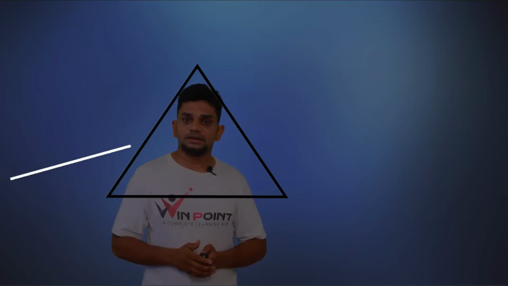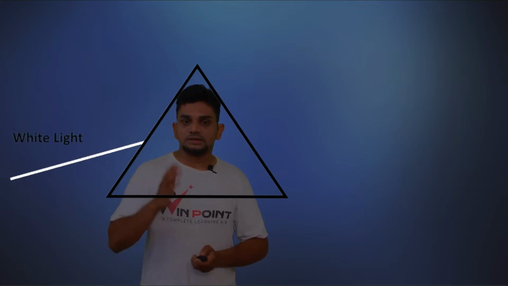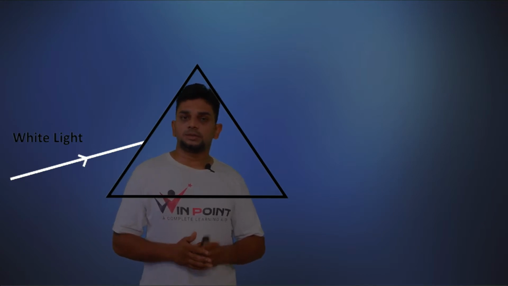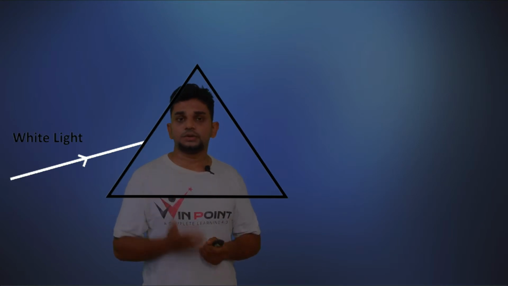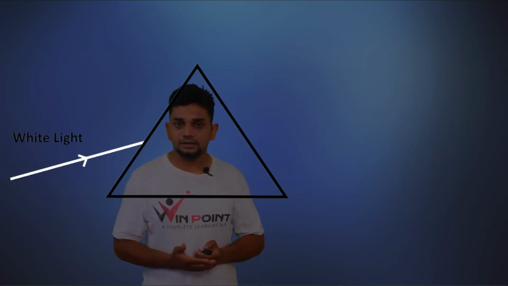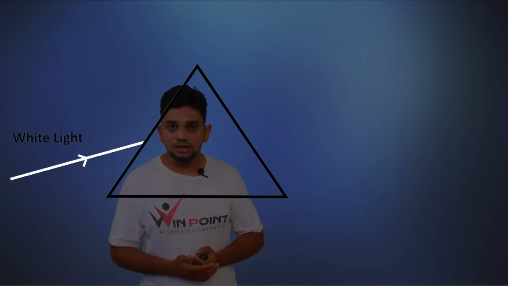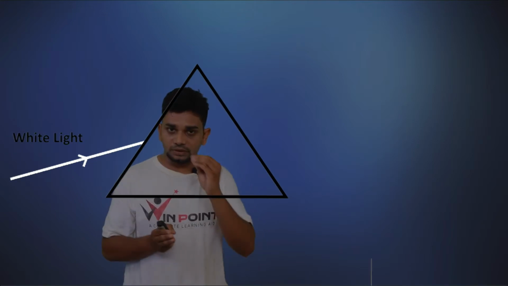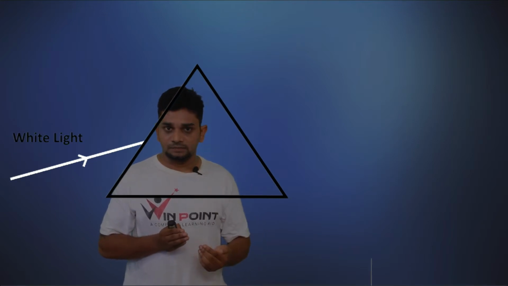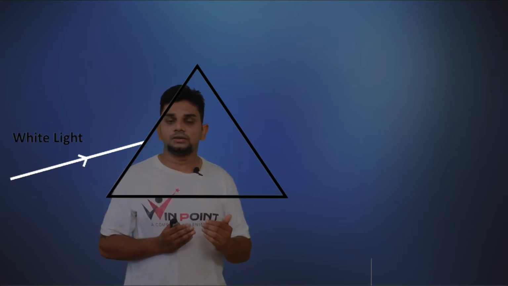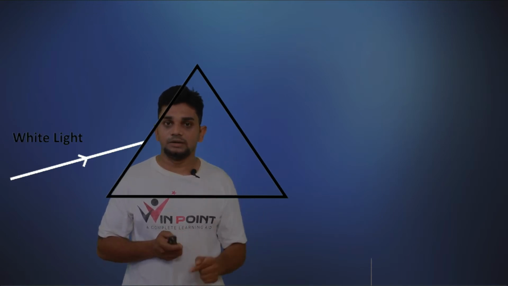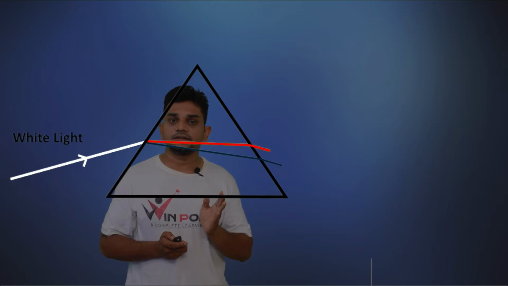Here you can see a prism and white light. When white light is passing through the prism, what is going to happen? There will be dispersion, right? There will be splitting of colors. We are going to show 2 colors only, red and violet. Red is going to have minimum deviation because of maximum wavelength, and violet is going to have maximum deviation because of minimum wavelength.